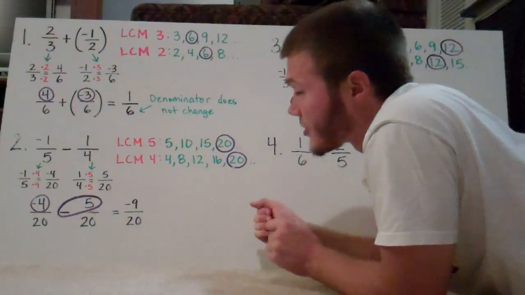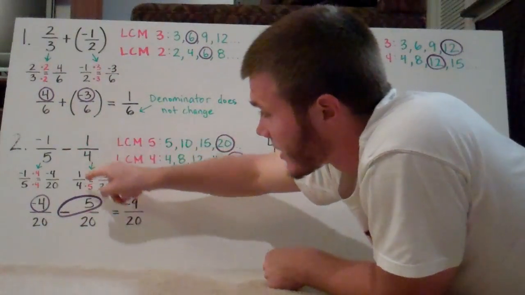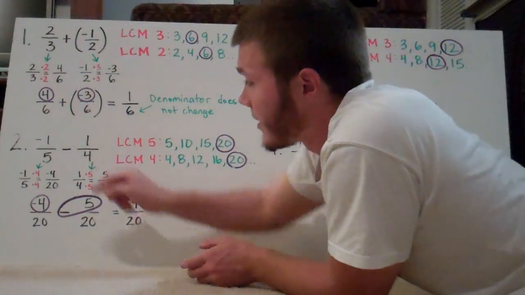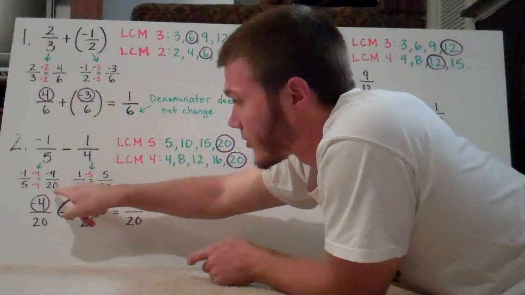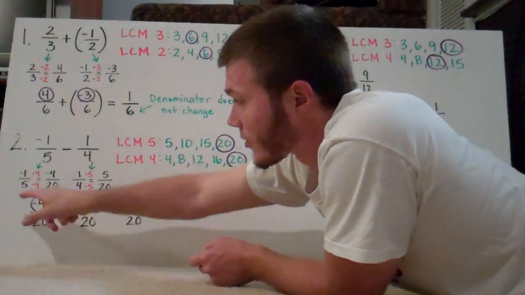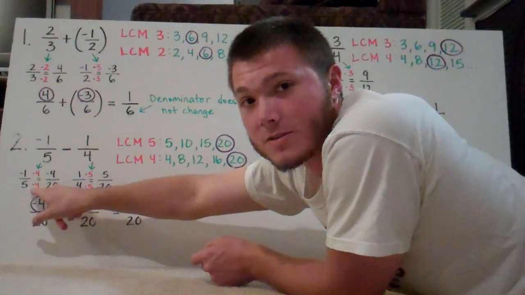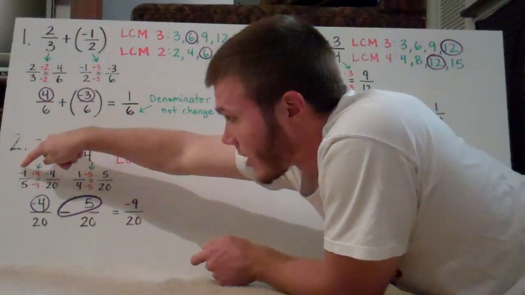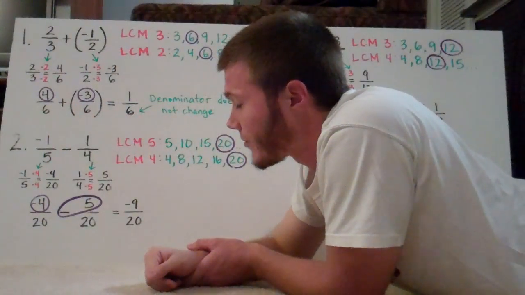So I'm going to turn these fractions into 20ths. So negative 1/5, I want to turn that into 20ths. Well, in order to turn that 5 into a 20, I have to multiply this bottom by 4. So I have to multiply the top number by 4. Negative 1 times 4 is negative 4.